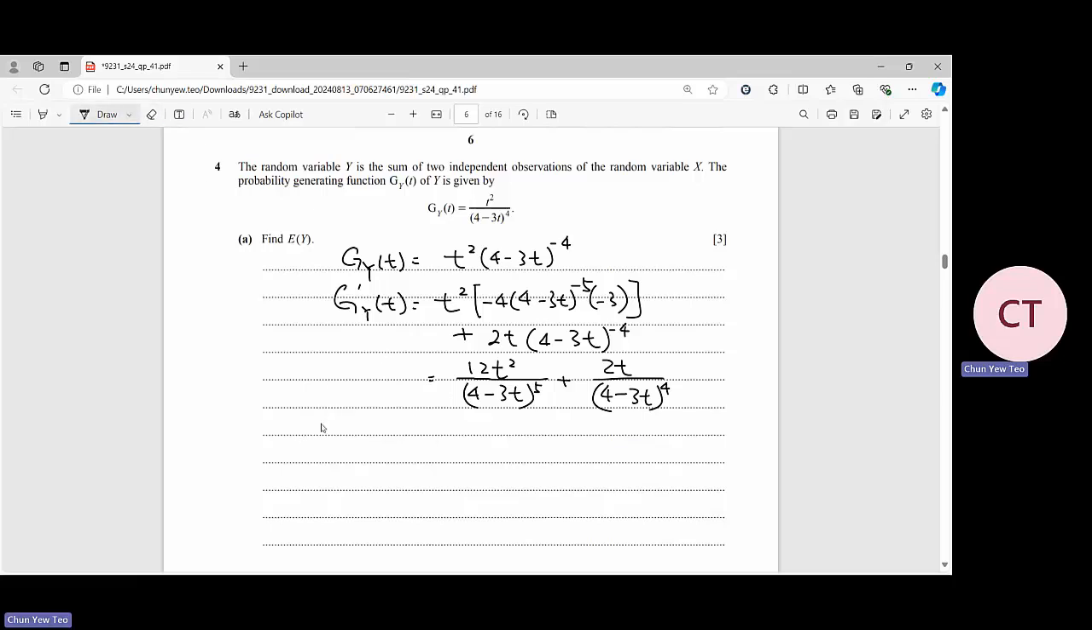Okay, so now to find the E(Y), just put G prime of 1. Your G prime of Y, put the 1 inside. So you get 12 over 1 plus 2 over 1. So you get the answer as 14. Done. That will be the answer for the E(Y).